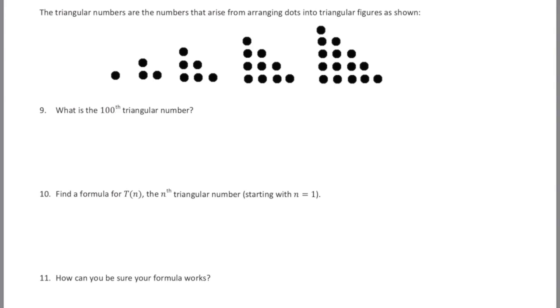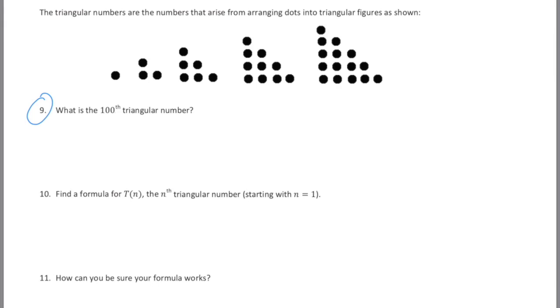We have triangular numbers. These are numbers that arise from arranging dots into triangular figures as shown. And basically, if you connect them, they look like a triangle, and that's why they're called triangular numbers. Question number 9 says, what is the 100th triangular number?